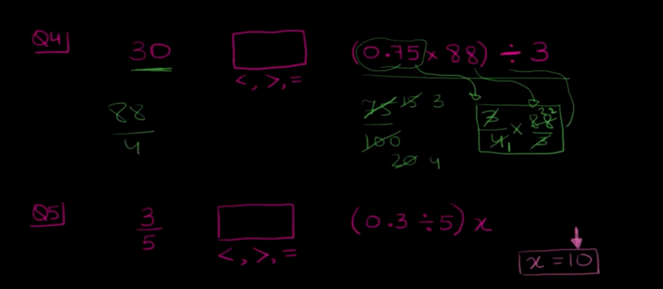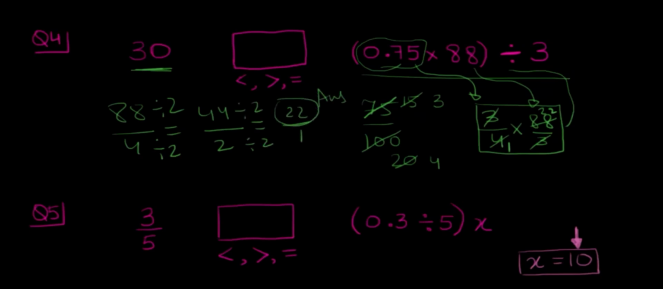Let's say you have this. You divide them both by 2. 88 divided by 2 is 44. 4 divided by 2 is 2. Then, again, you divide by 2. That gives you a 1. 44 divided by 2 is 22. So that's your answer. This entire thing equals 22. That's greater. Very clearly, 30 is much bigger.